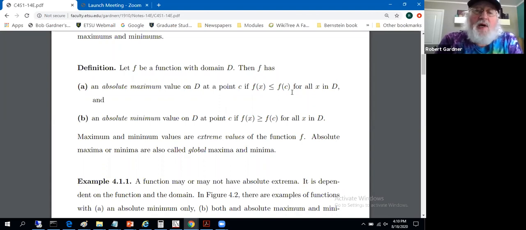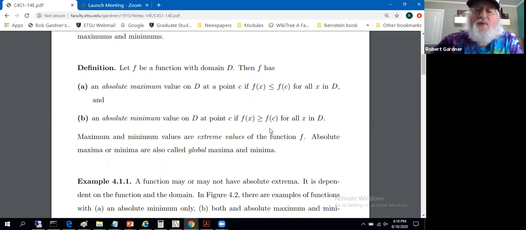It's the highest point on the graph of the function over its domain, if there is such a highest point. And that highest point could be repeated multiple times. The absolute maximum could occur at different input values. An absolute minimum value on domain D at point c, an x value, occurs when f of x is greater than or equal to f of c for all x in domain D.